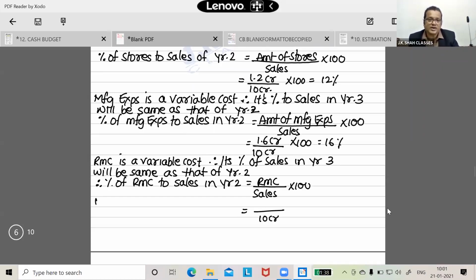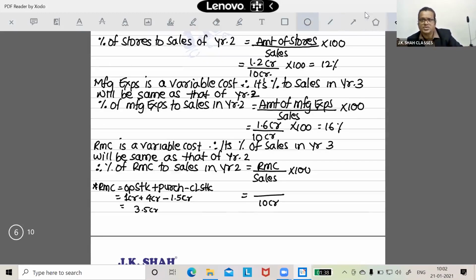For raw material consumed, now we will have to take some efforts. How will we get it? Raw material consumed, second year: opening stock plus purchases minus closing stock. We will have to put some working behind this. So opening stock of year 2 is 1 CR, purchases 4 CR and closing stock is 1.5 CR. So that comes to 1 plus 4, 5 minus 1.5, 3.5 CR. Hope you've understood what I calculated. This is the raw material consumed, which I can fill up over here, correct?